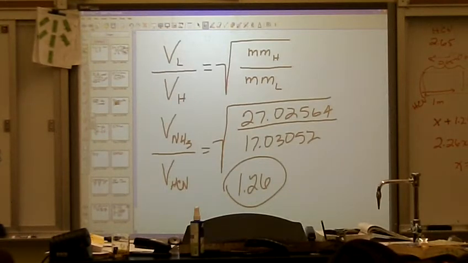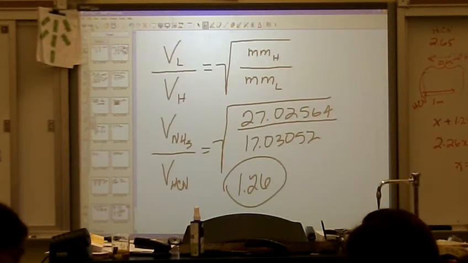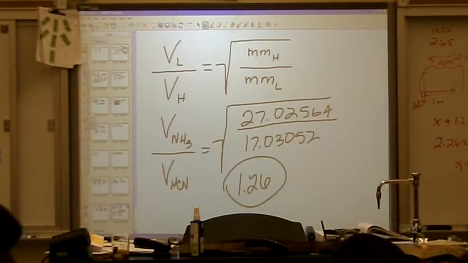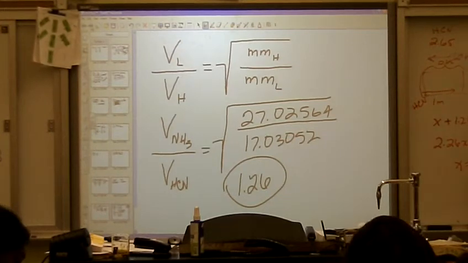How would you figure out how much distance the NH3 travels? Subtract from 6. Yeah, good. Take it from 6 and tell me what you get. 3.35.